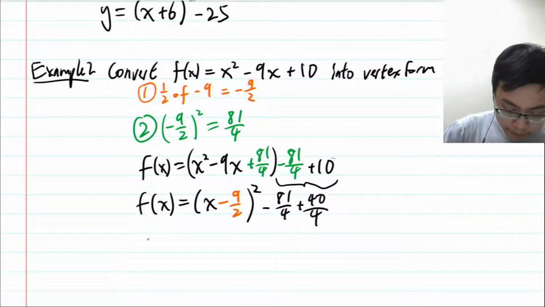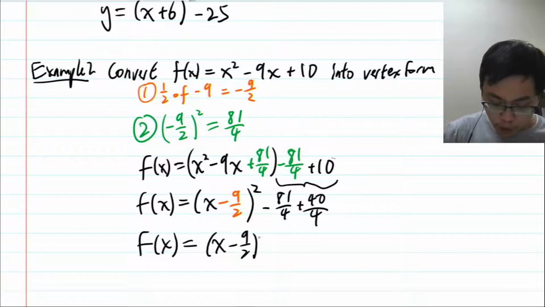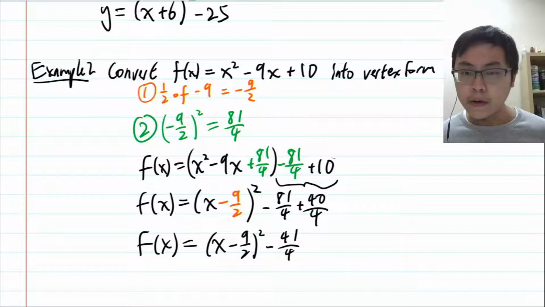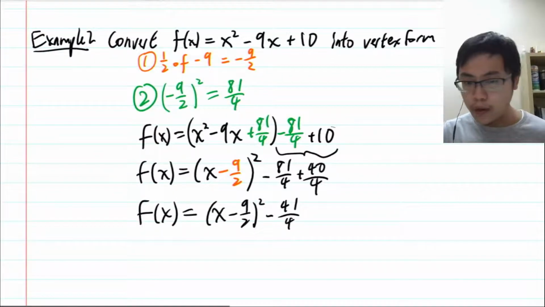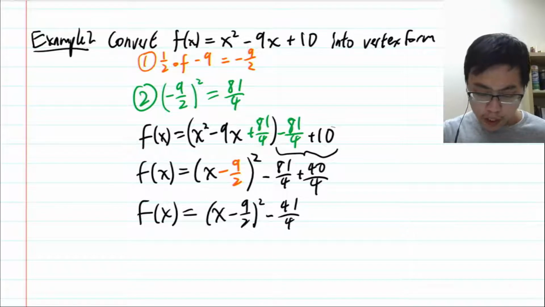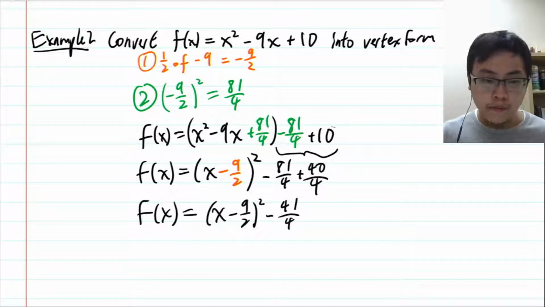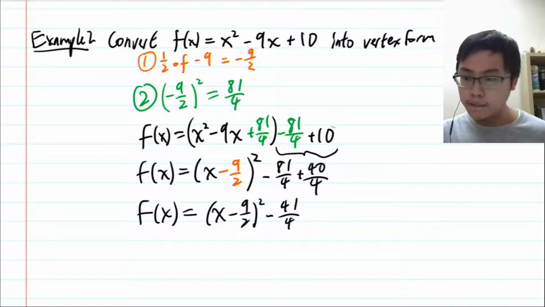So overall, this becomes f of x is equal to x minus 9 over 2 whole squared minus 41 over 4. Okay, and you can just leave it in improper fraction. You don't have to turn it into a mixed number if you don't want to. And that is it. Now, the next part is I'm going to show you examples of how to convert if there is an a.